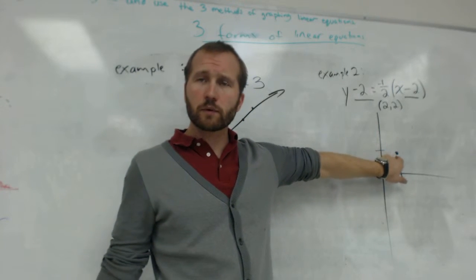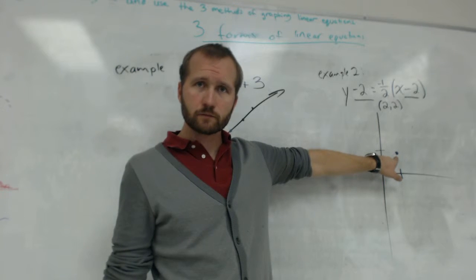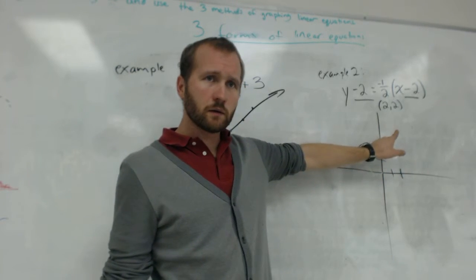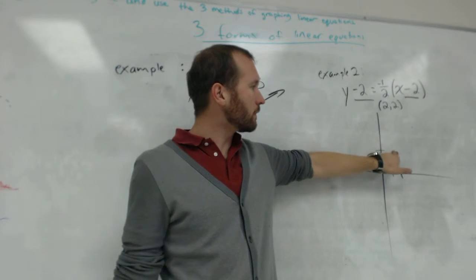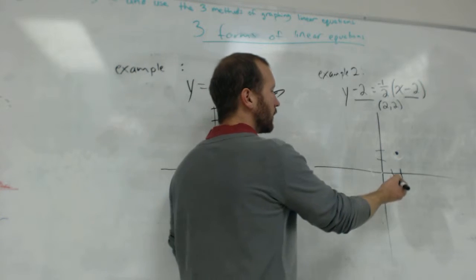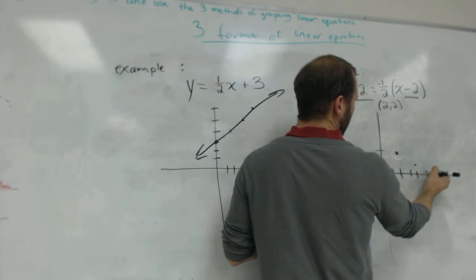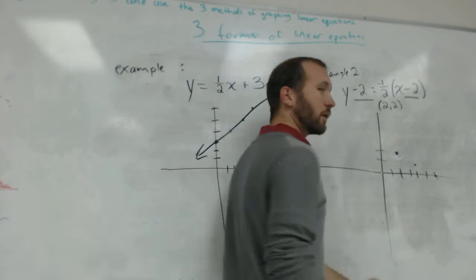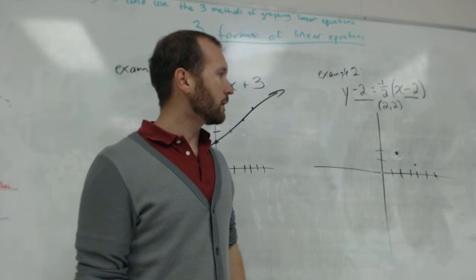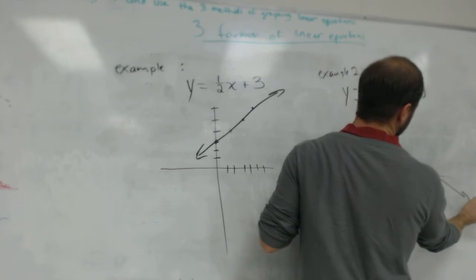What is my slope for this example? -0.5. So I'm going to go from this point. Where am I going to go? -1 over 2. Yeah, down 1 over 2. We can do it again. Down 1 over 2. And that is point slope form.